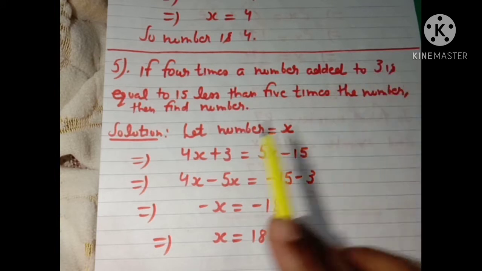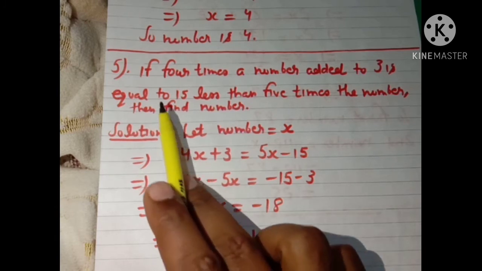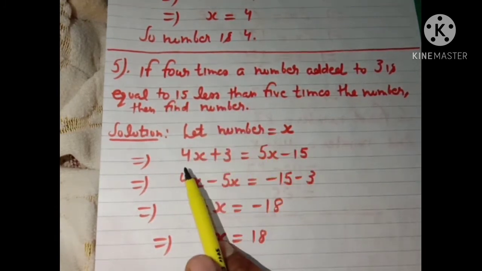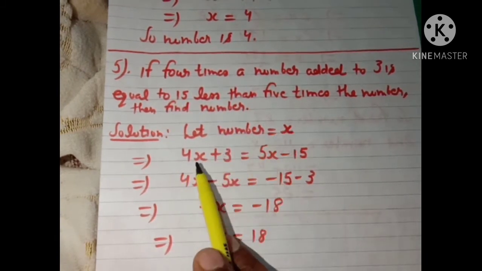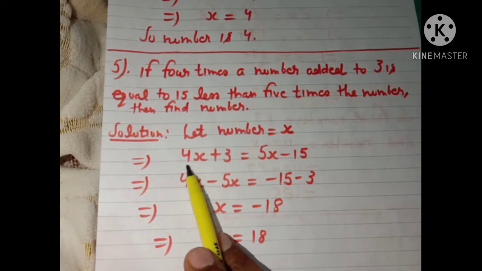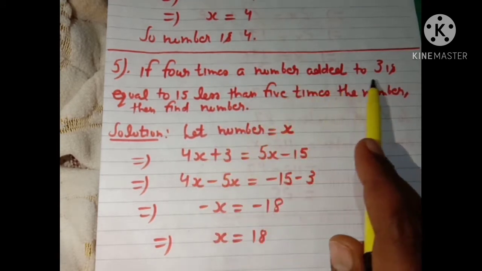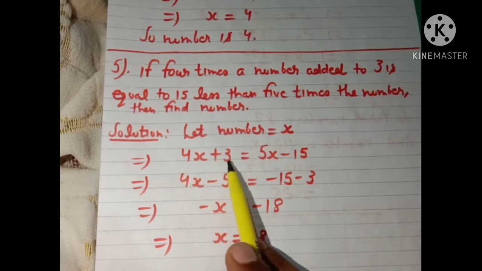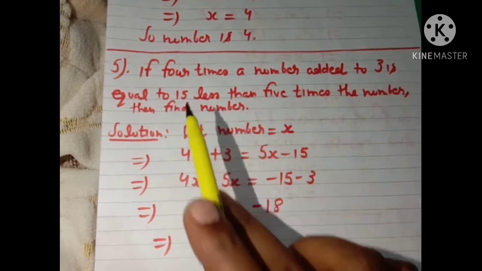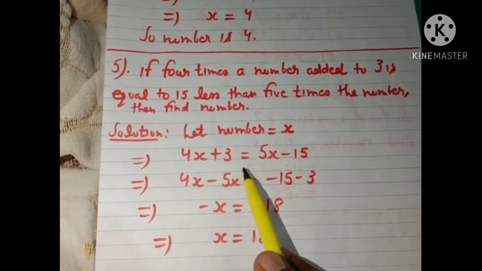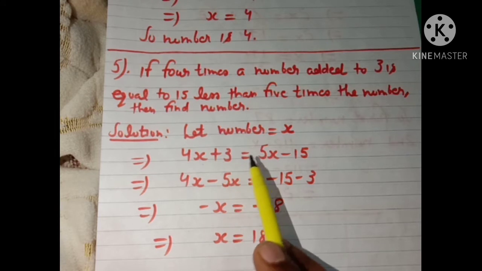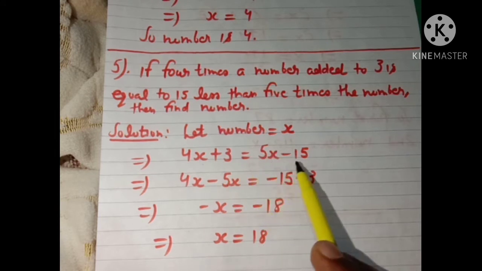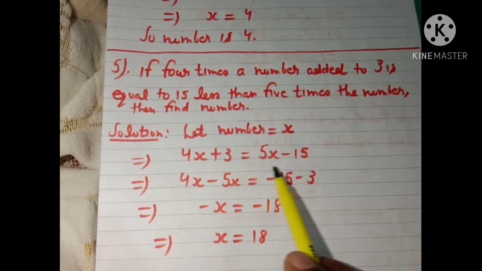So now you can see on the left hand side it will become 4 times the number, means this x is multiplied with this 4, so it will become 4x, then added to 3 means we have to add 3 here, so it will become 4x plus 3. Then is equal to means we have to now put the equal to symbol, so it will become 4x plus 3 is equal to, and now you can see on the right hand side how we can make this one.